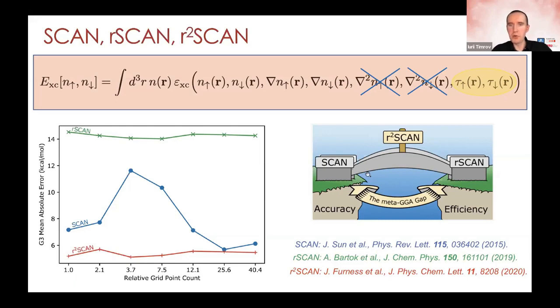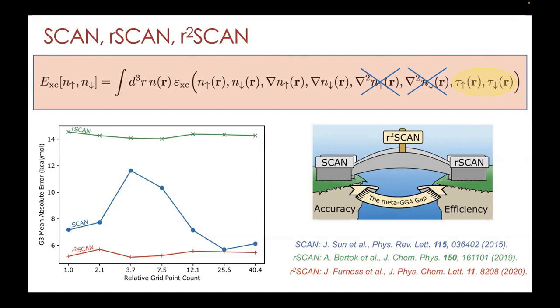rSCAN is the modified version of SCAN, where they improved the numerical efficiency, but at the cost of accuracy. Let's say they violate some constraints at the price of better numerical performance. So rSCAN is less accurate, but more efficient numerically. And r2SCAN is between the two worlds. It's accurate and at the same time numerically efficient. This is what is claimed. I never used r2SCAN in my research, so I can't really confirm, but I think that's the status.